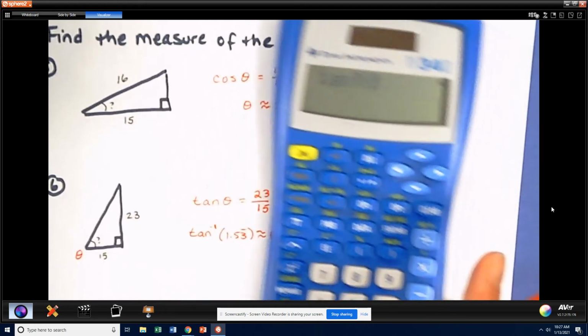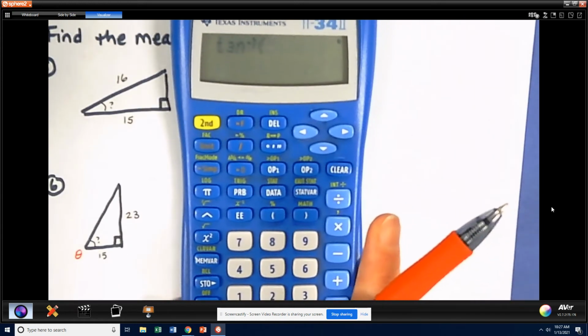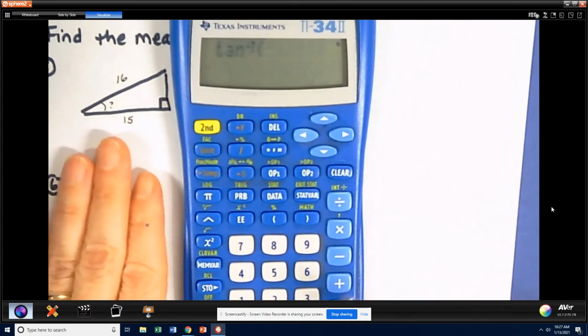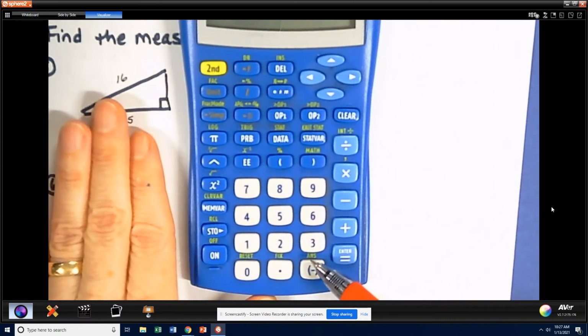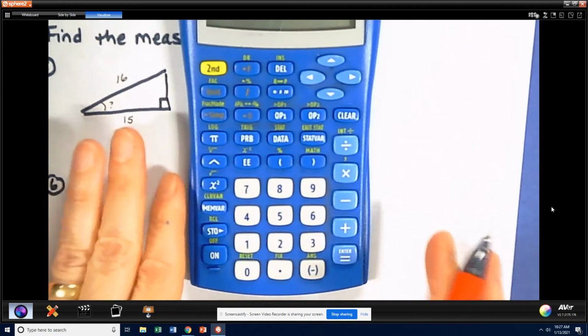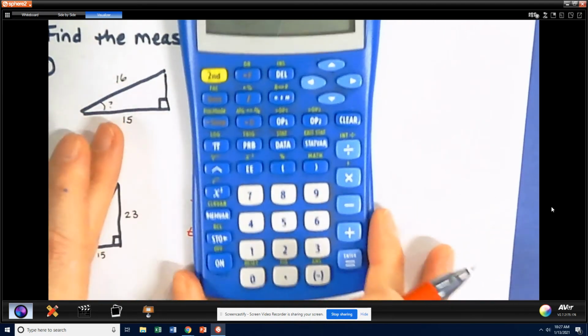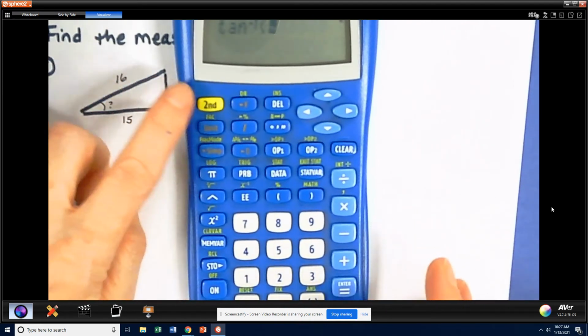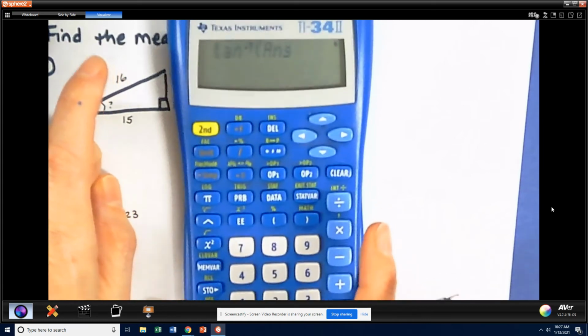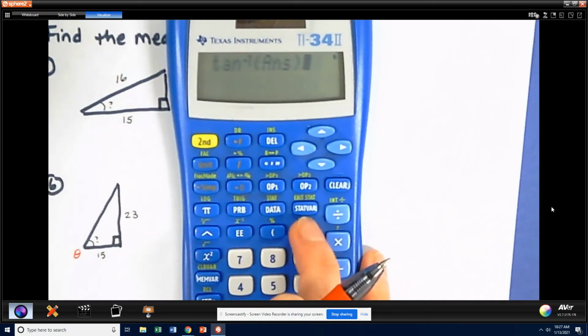Most calculators have a feature where you can enter the last answer you got. And on these calculators, they're down here. Look for someplace that says ANS on your calculator. It's yellow. That means I do the second function to get to it. So I'm going to do second ANS, and it's going to plug in the answer I just had.